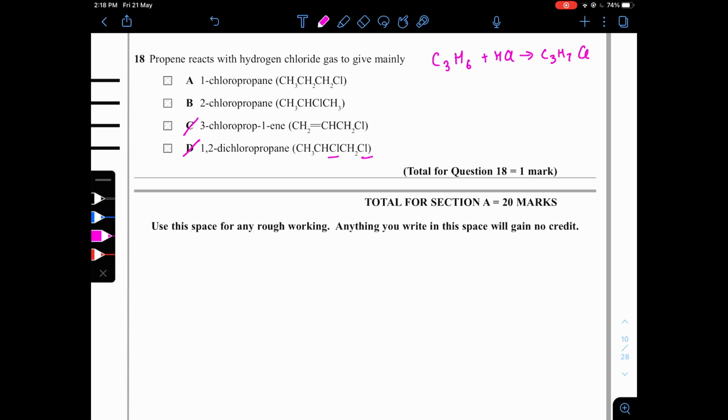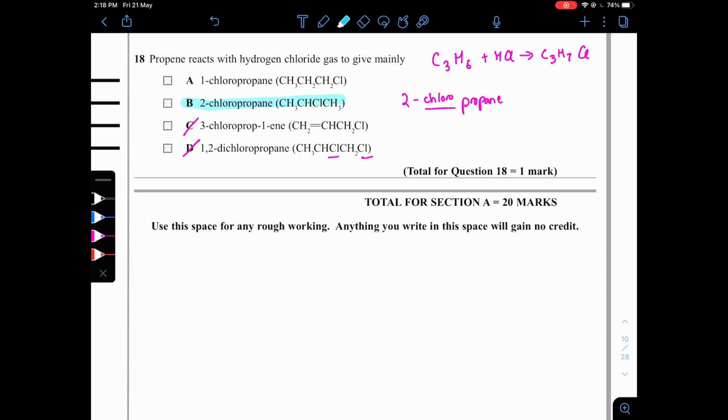Now the major product for these types of reactions is usually 2. So we enter the halogen name, propane. So in this case, there will be chloro. That's why we get 2-chloropropane. But it's not 1-chloropropane because it's to do with the carbocation.